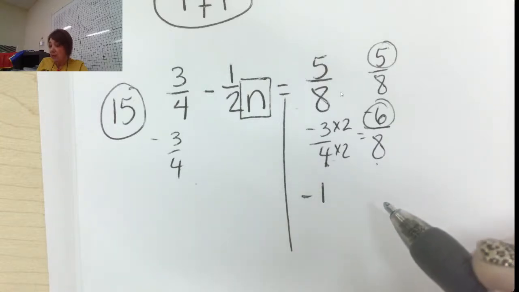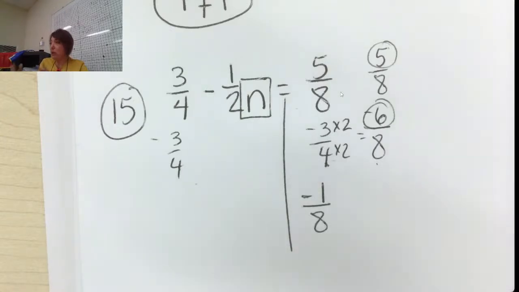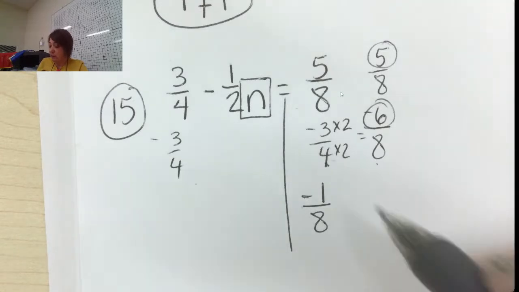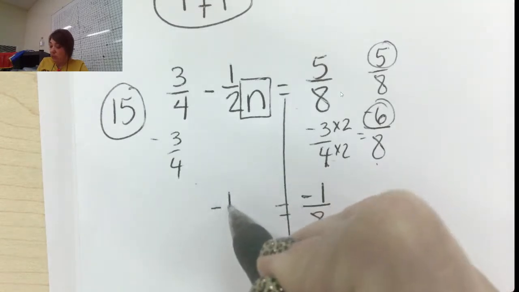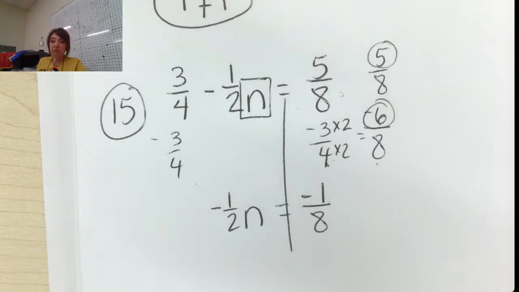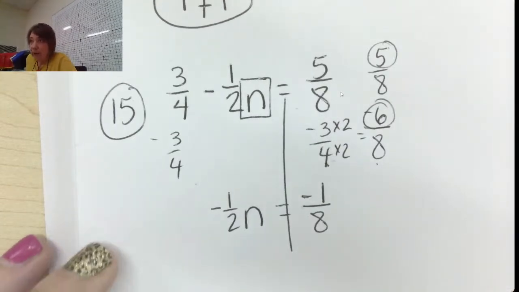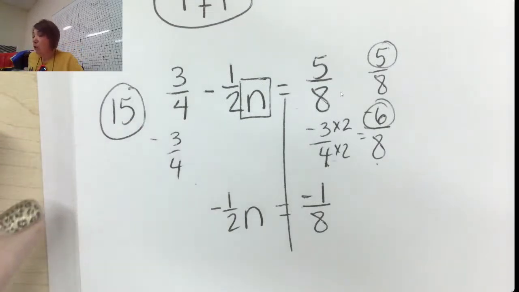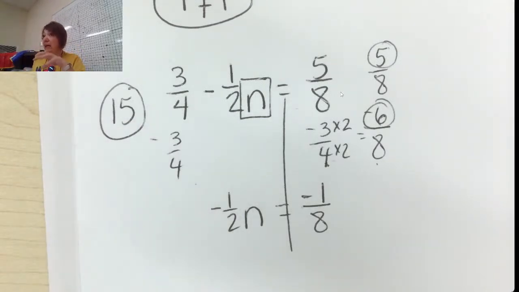-1, right? The 8 stays the same. We don't do anything with the 8. The 8's just there. Over here, we still have -1/2n. Now we're ready to get rid of that -1/2. How are we going to do it? So we can divide by -1/2.